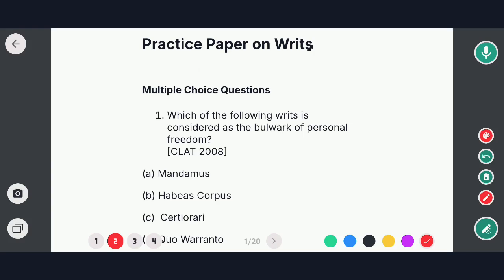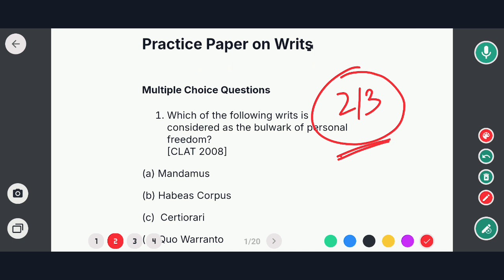Hello everyone. Today we will solve a few most important MCQs on Writs. If you have analyzed previous year question papers of the All India Bar Examination, you have probably noticed that maximum 2 to 3 questions are asked covering the topic Writs. So this Writ portion is very important for our exam preparation.